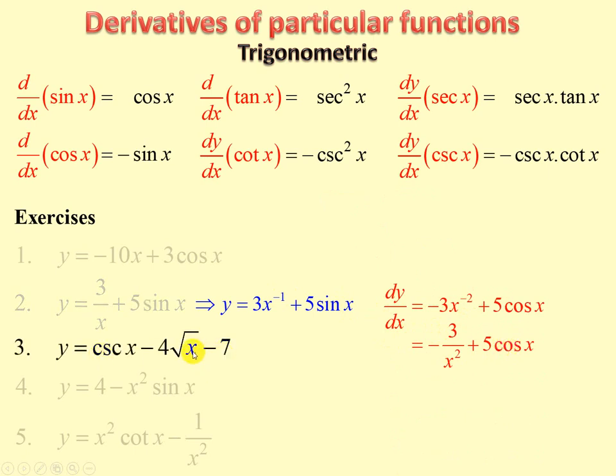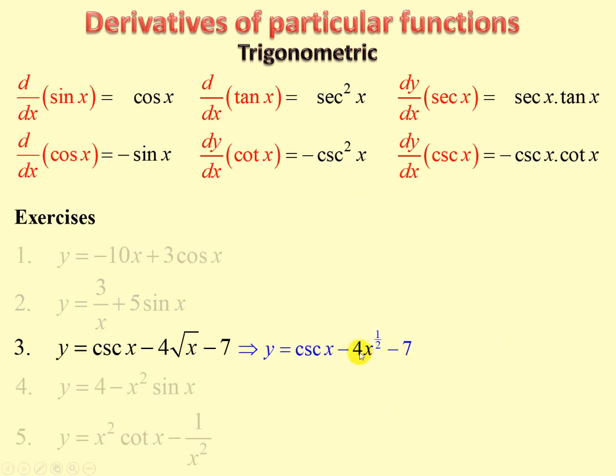Straightforward, except we'll have to write the root of x as x to the half. So there we are. Now each of these has a derivative. The derivative of cosec is negative cosec cot. Derivative of 4x to the half, multiply down by the half and subtract 1 off the half. Negative 7 as a constant goes.